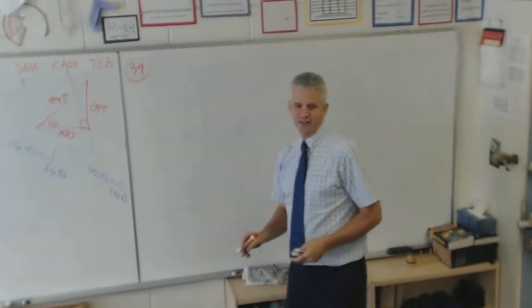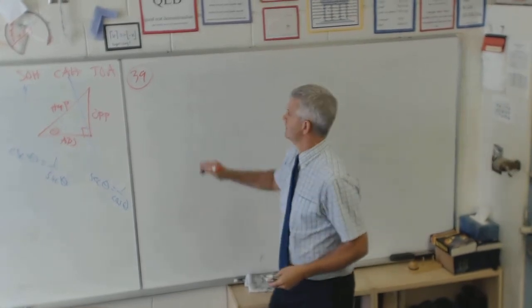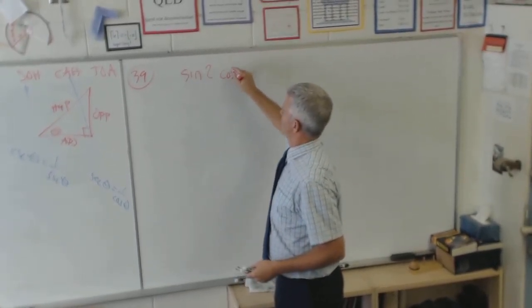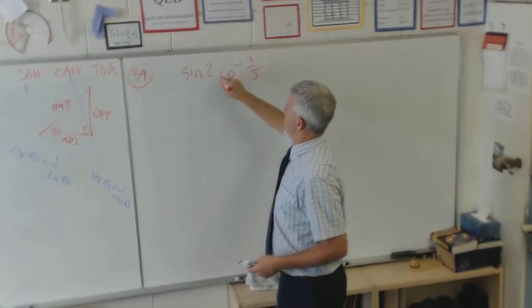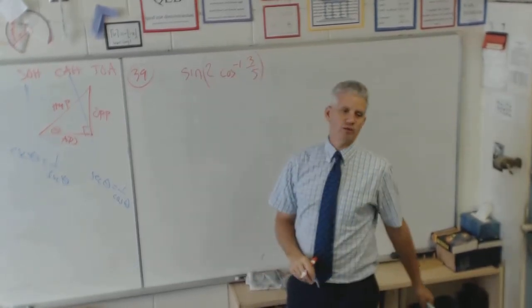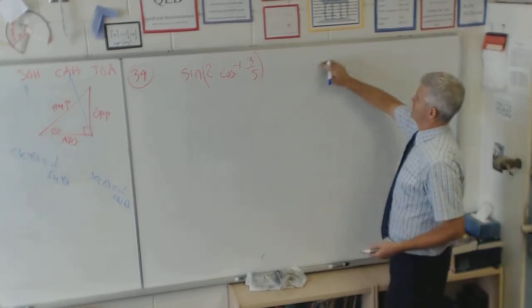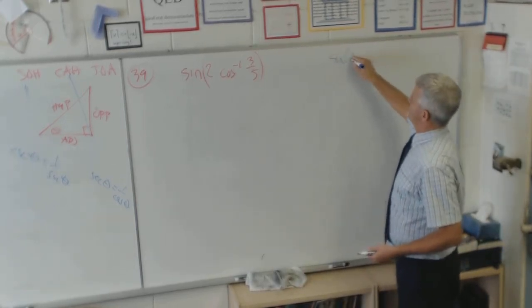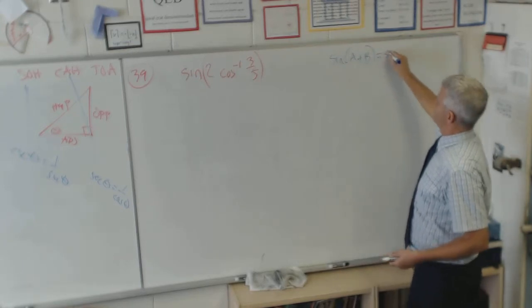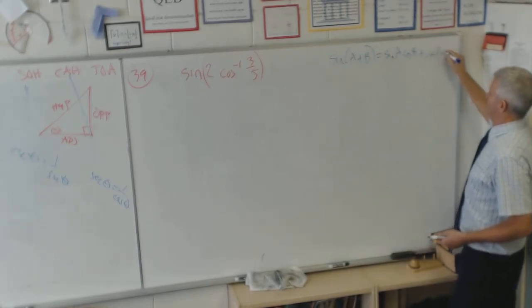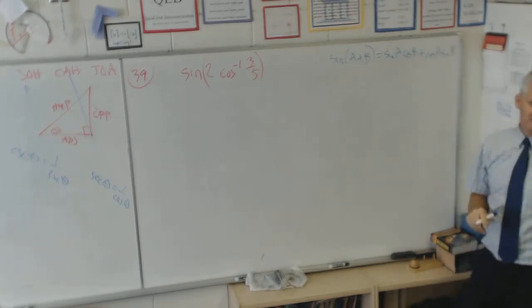Sandra, number 39: the sine of 2 times the inverse cosine of 3/5. They want us to simplify that. And so we have to remember some things. We have to remember the sine of A plus B is sine A cos B plus cos A sine B. I don't know if you remember those.